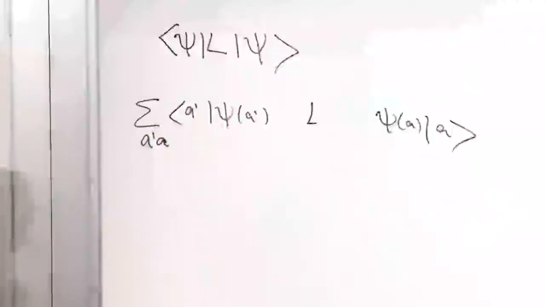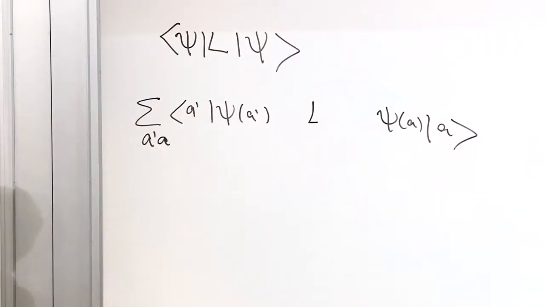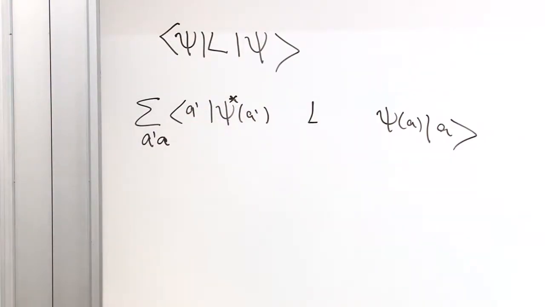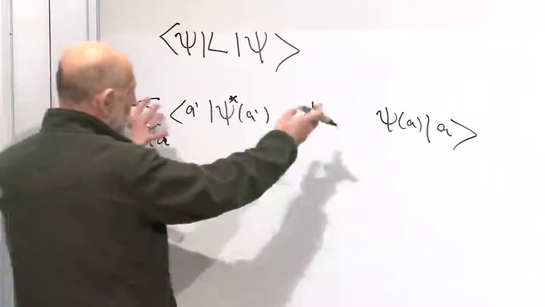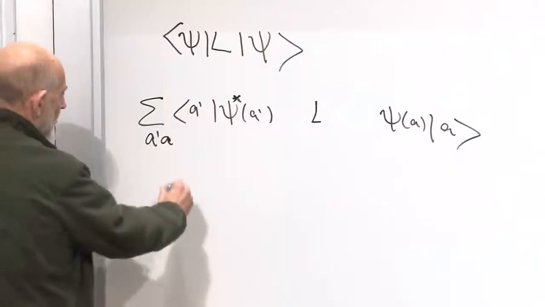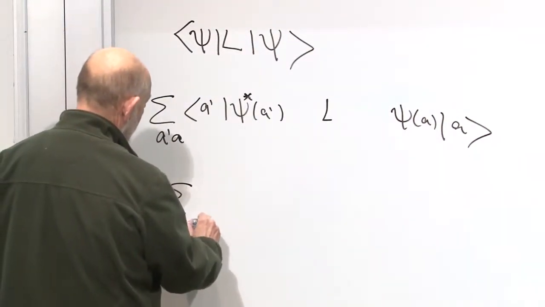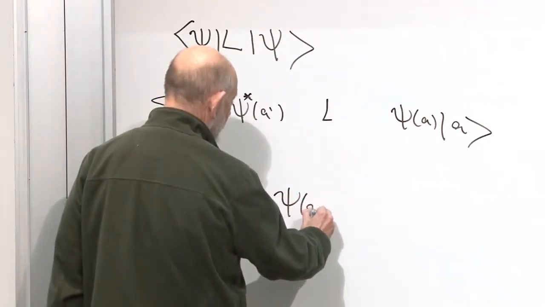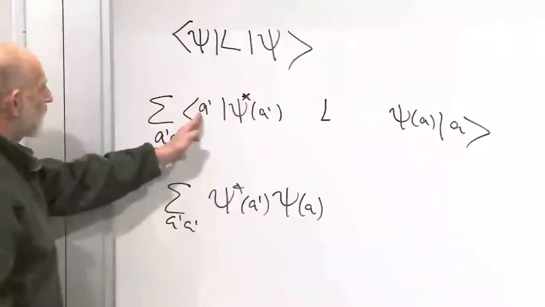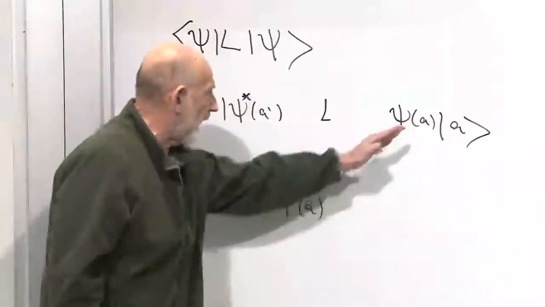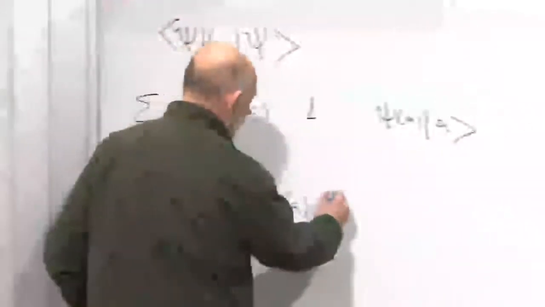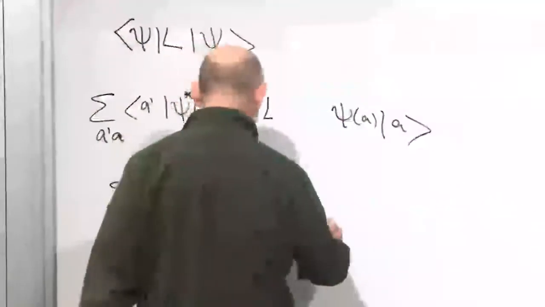All right. Now, somebody please correct me. What did I write wrong? Psi star. All right, we take the psi's and the psi stars out of the expression. They're just numbers. And so the whole thing is a sum of A prime and A, psi star of A prime, psi of A, times the inner product or the sandwich A prime L A. That's exactly the matrix element of L between A and A prime. So that's L, which one is it? A prime A, I think.